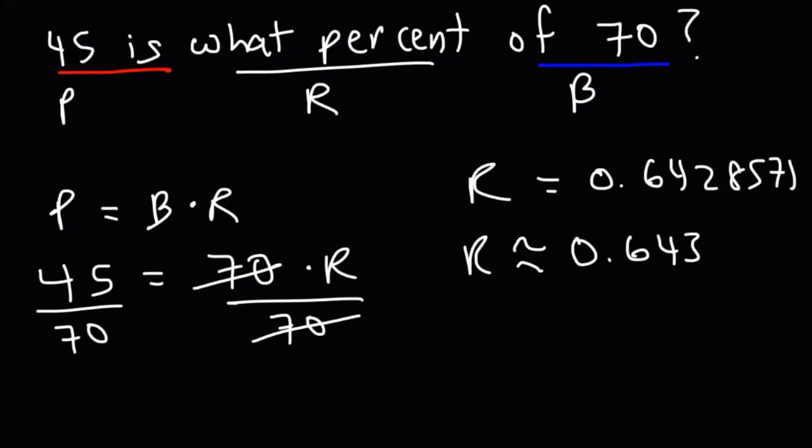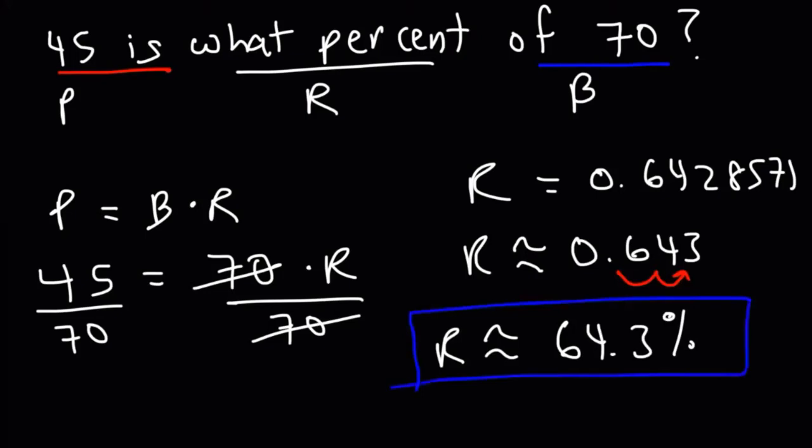To do that, you can multiply 0.643 by 100 or move the decimal 2 units to the right. So R is approximately 64.3%. So we could say that 45 is approximately 64.3% of 70. So that is our answer. So that's it for this video. So now you know how to solve these percentage-based rate problems.